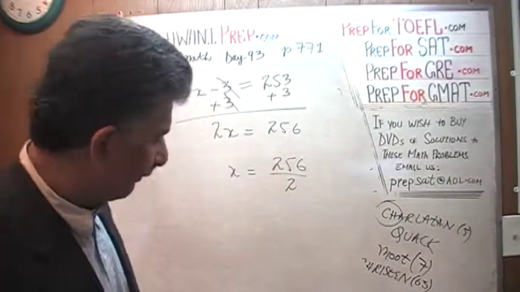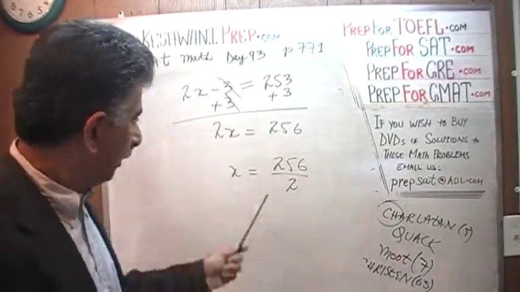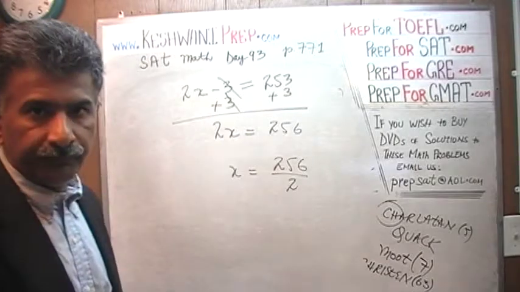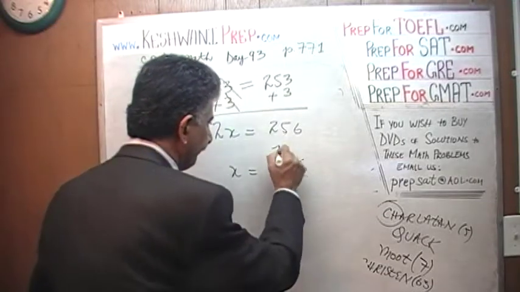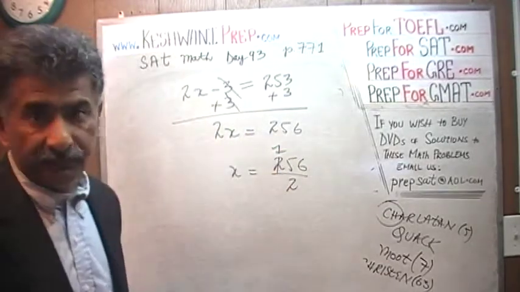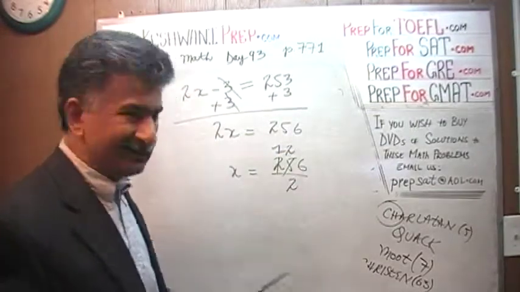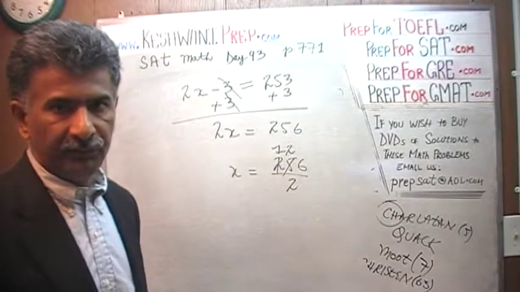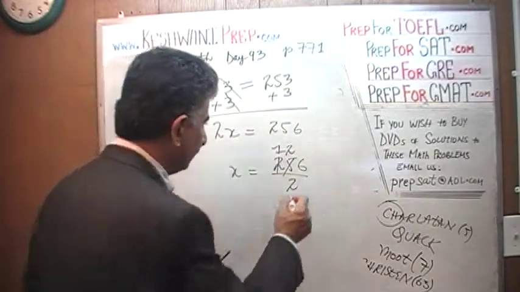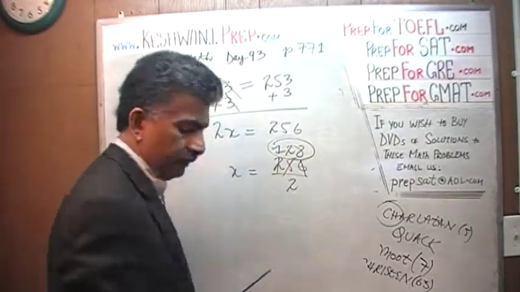And all we have to do is divide the number by 2. How many 2's in a 2? 2 has only 1 2. How many 2's in a 5? 5 has 2 2's. The remaining one goes and joins this guy, becomes 16. How many 2's in a 16? 16 has 8 2's. There you go, that's our answer, 128.